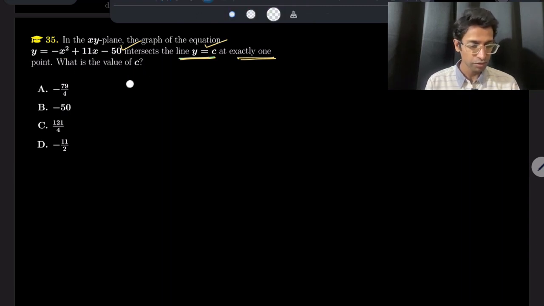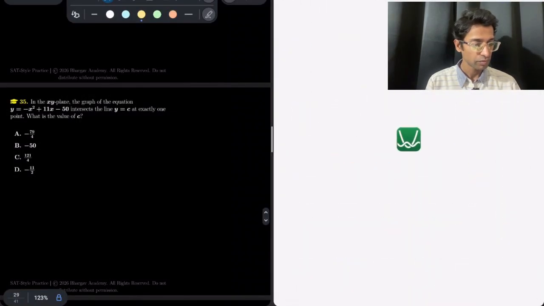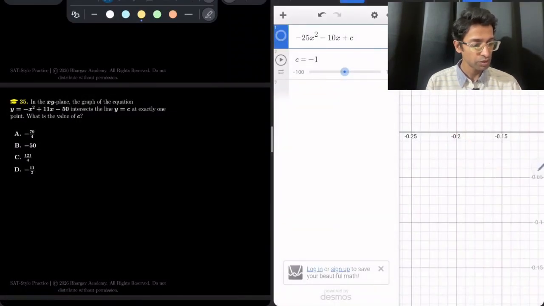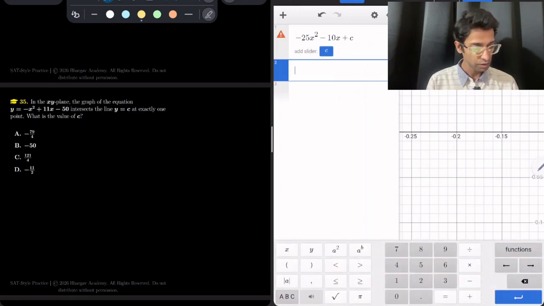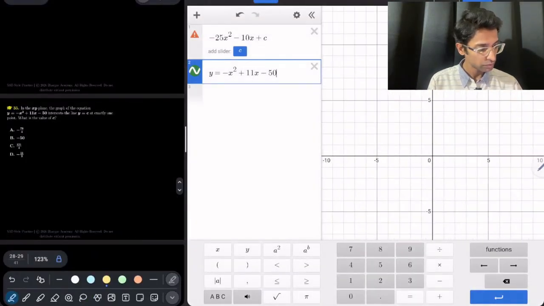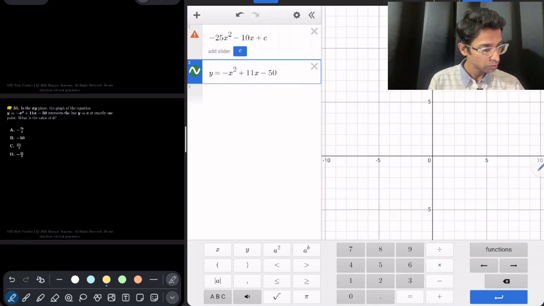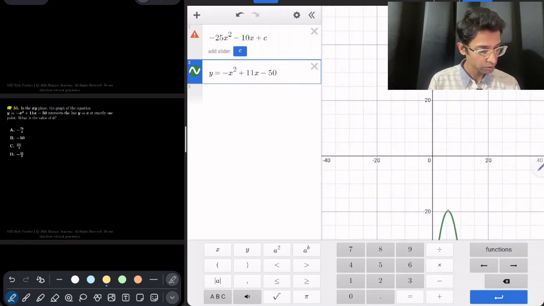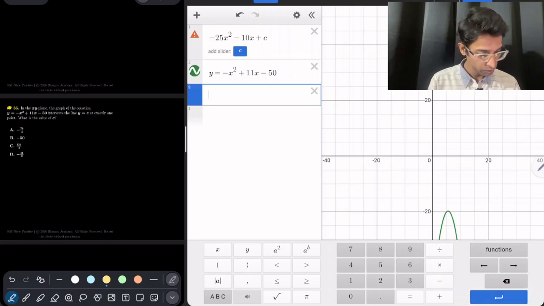I'll make this a little bit cleaner. Let's erase the past memories so they don't interfere with our present. Let's type these two equations. First one is y equals minus x square plus 11x minus 50. So did we get any parabola here? No. Let's zoom out. Yes, we have a parabola there. Let's type the next equation. y equal to c is the next equation.